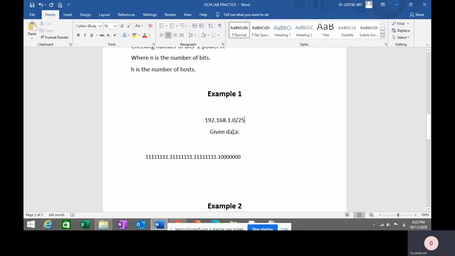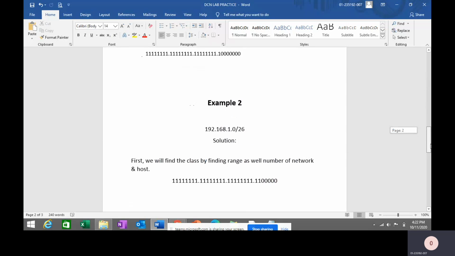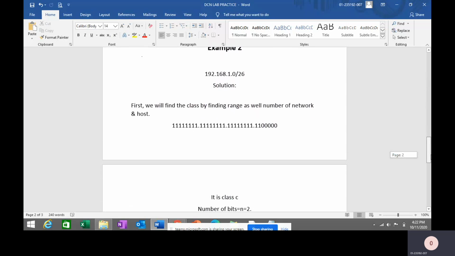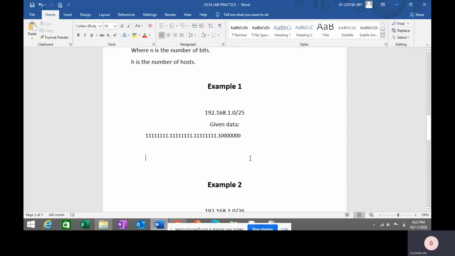Because we all know that in class C we have three network parts. That means we have 24 bits. So one bit is borrowed by the concept of CIDR so that we can divide it into a number of subnets. So this information has been given to me.